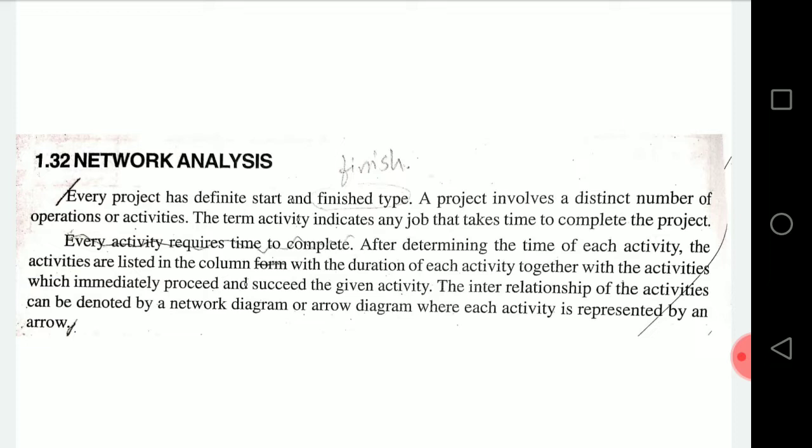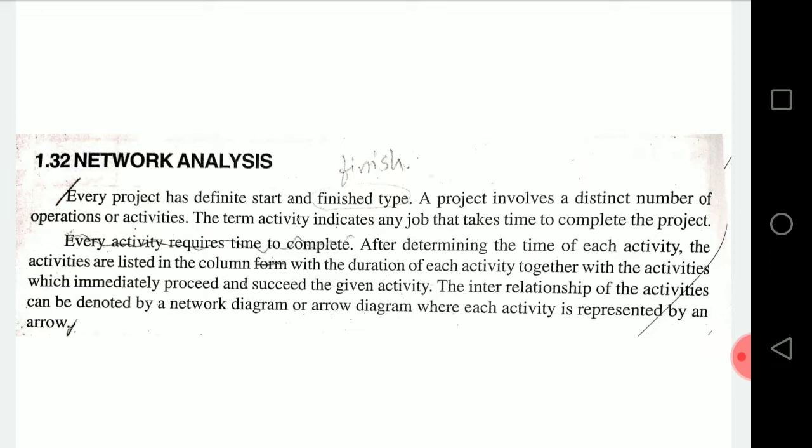After determining the time of each activity, the activities are listed in a column with the duration of each activity, together with the activities which immediately precede and succeed the given activity. The interrelationship of each activity can be denoted by a network diagram or arrow diagram where each activity is represented by an arrow.